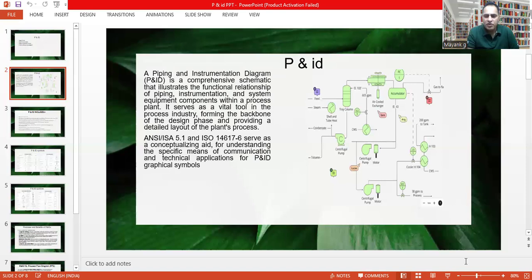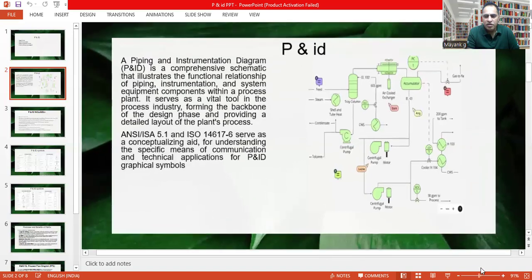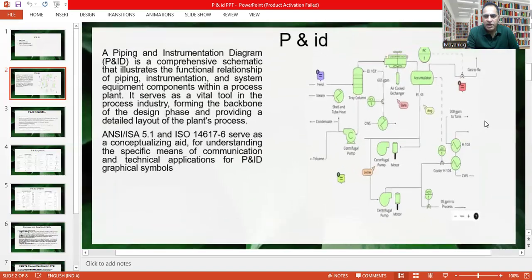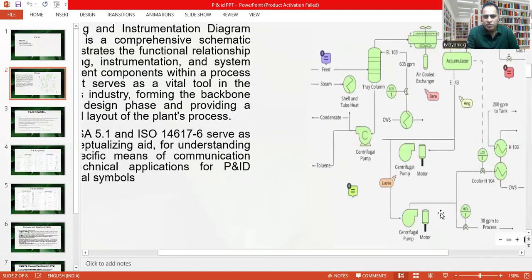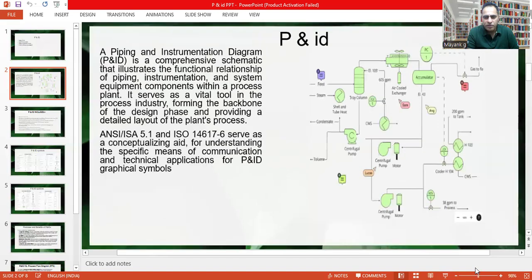So basically, as you can see, this is a basic PNID of a process plant. As you can see, there are several equipments which are there. We have centrifugal pumps, we have heat exchangers, then we have some instrumentation, we have pressure indicators. So all these have certain symbols that we will be learning in this video.